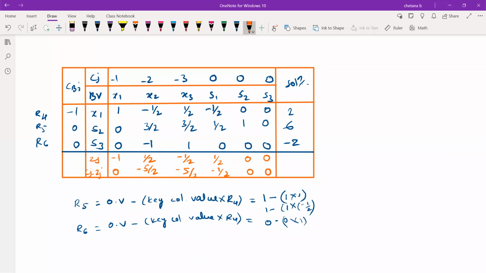Now if you see again, there is no problem with these values. This is optimal, but not feasible because you are getting a minus value in the solution column. There is only one minus value in the solution, so you can take that itself as the key row. So this is the key row.